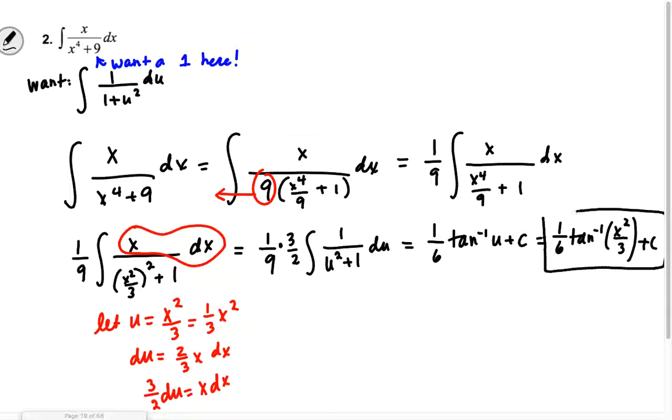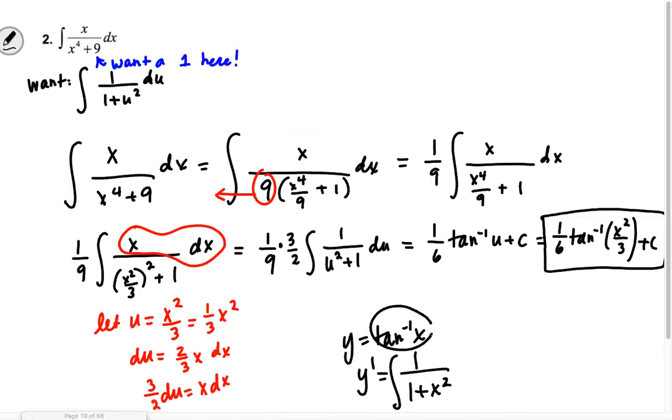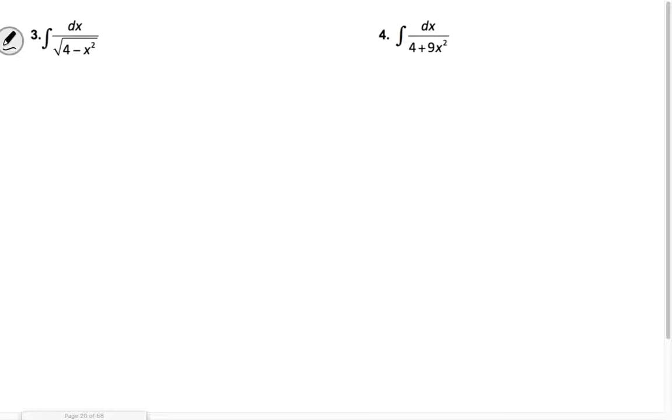And how did you know it was inverse tangent? Because remember our derivatives drills, when I gave you like y equals inverse tangent of x, you memorized that its derivative is 1 over 1 plus x squared. So we're going backwards. We have the integral of this creates this. Okay. All right. Let's try more like that because they're a little weird when you first see them.